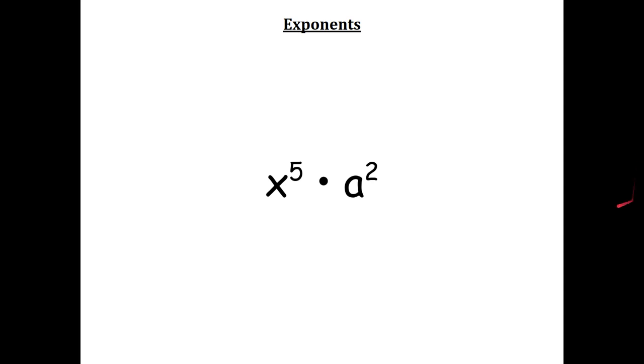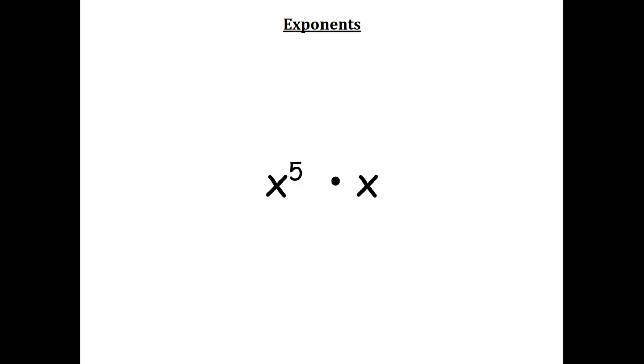x^5 times a^2, these have different bases. That's 5 x's multiplied by itself, and 2 a's multiplied by itself. So it's not xa to the 7th. That wouldn't make sense. It's just going to stay the same. In the packet, the way they write it is x^5a^2. So x^5 times a^2 would just be x^5a^2, because you cannot put those together since they have different bases.